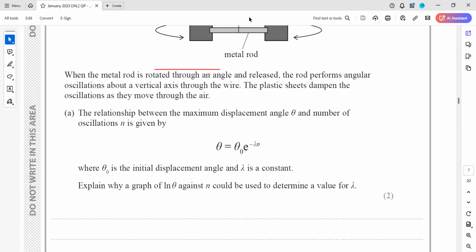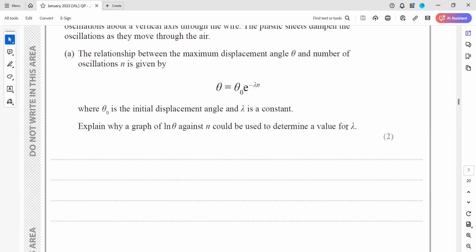The relation between the maximum displacement theta and the number of oscillations n is given, where theta naught is the initial angle of displacement and lambda is a constant. Explain why a graph of ln theta against n could be used to determine lambda. So we have theta equals theta naught, the original angle, e raised to the power minus lambda n. We take ln of both sides, so ln theta equals ln of theta naught e raised to the power minus lambda n.